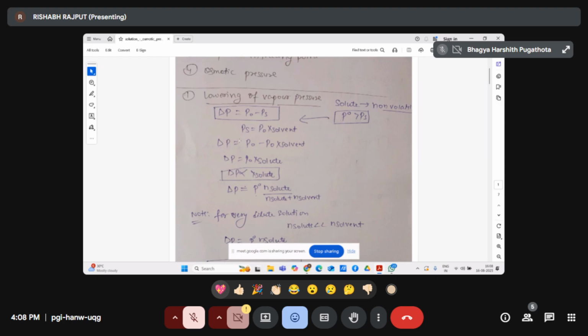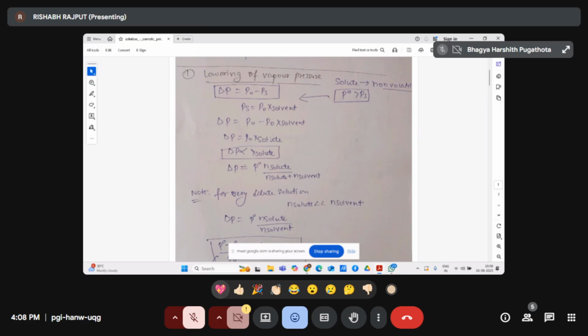So the change in vapor pressure is ΔP equal to P naught, the pure vapor pressure, into the mole fraction of solute. It means your change in vapor pressure depends on the mole fraction of solute. You can write the mole fraction of solute as moles of solute upon moles of solute plus moles of solvent. You know the mole fraction formula from 11th class.